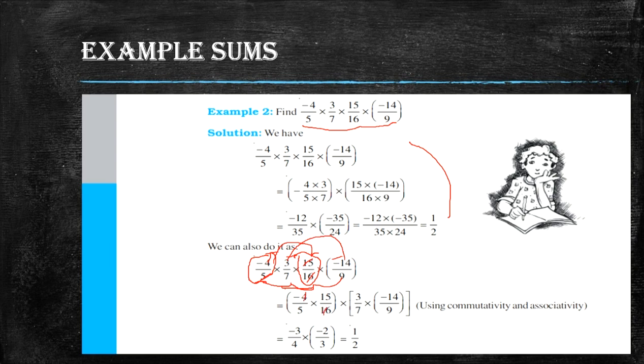4 4s are 16, 5 3s are 15. So, minus 3 by 4. And here 3 3s are 9 and 7 2s are 14. See this. So, minus 2 by 3. So, 3 and 3 cancel, and then 2 2s are 4. So, finally you have 1 by 2. Isn't it easy? So, we are using commutative and associative properties. It makes the calculations very easy.